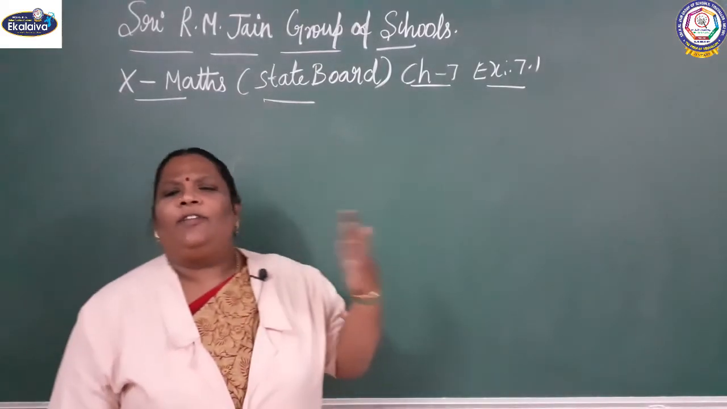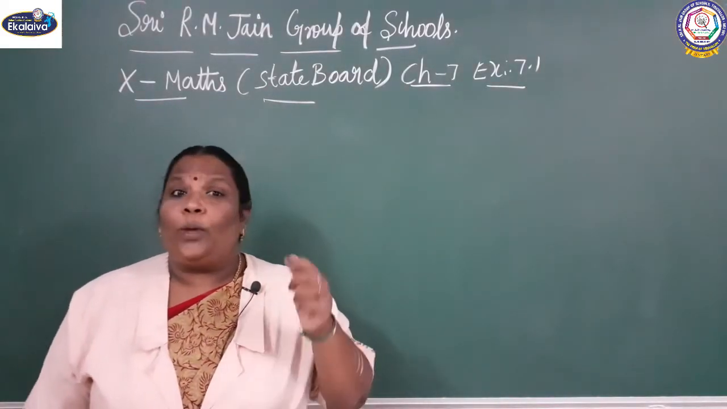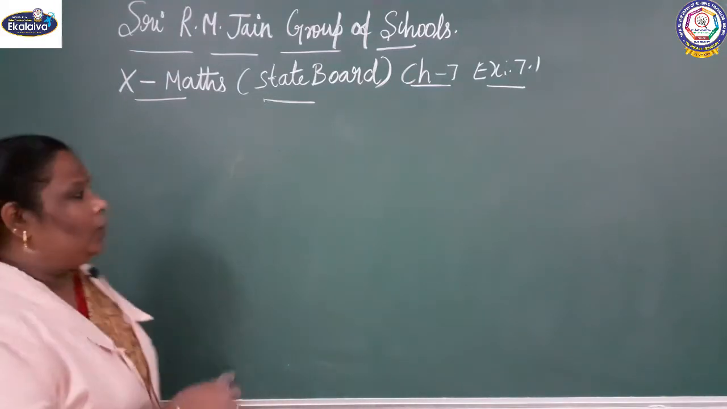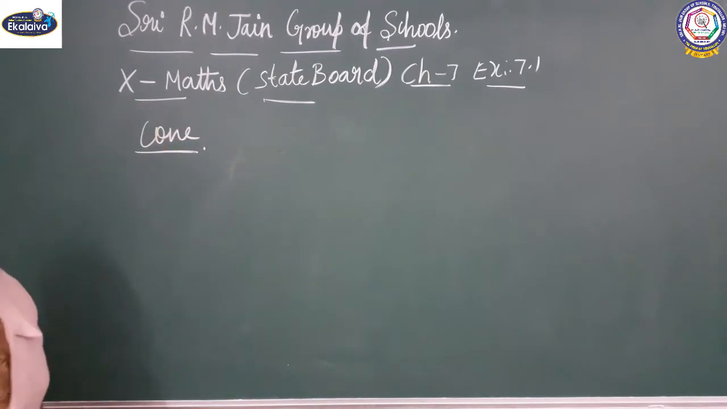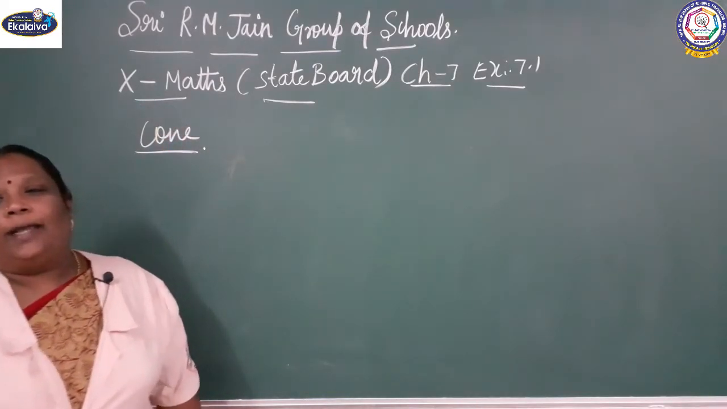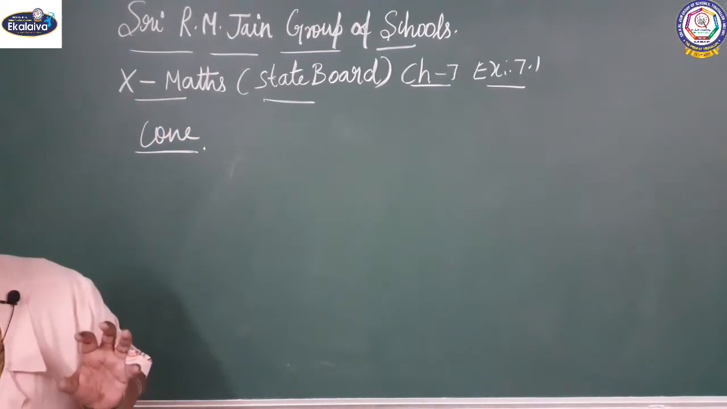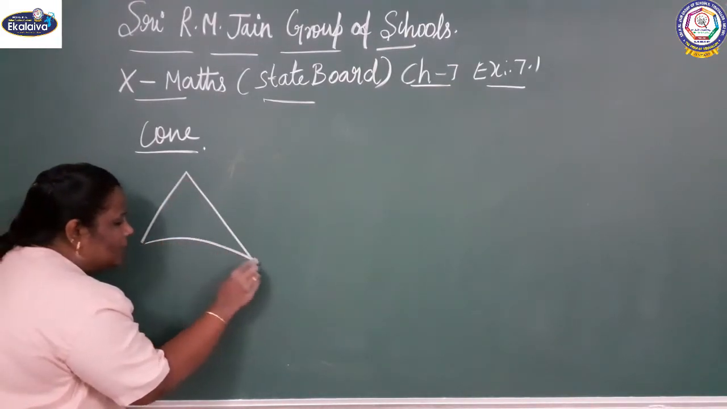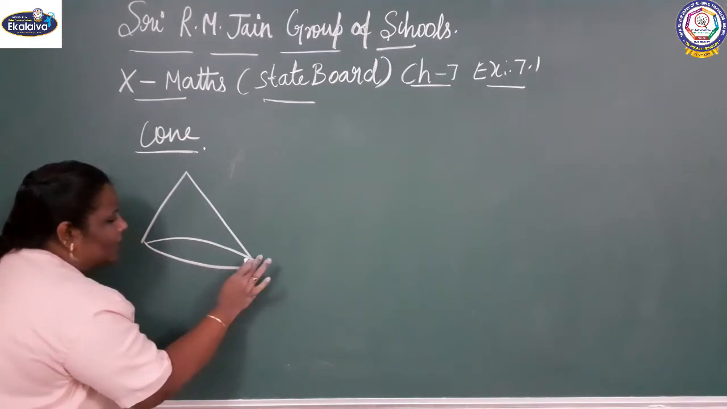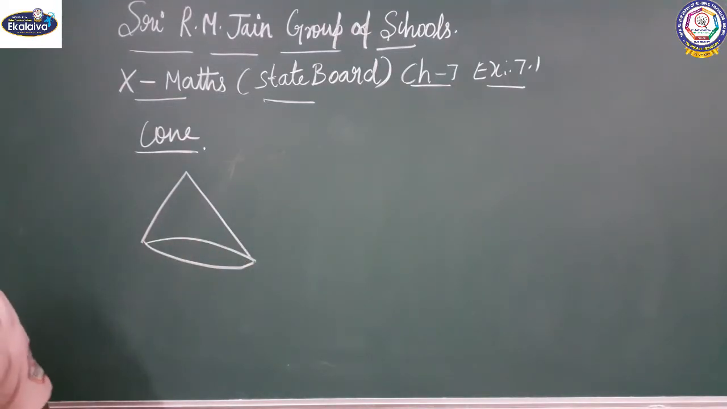Yesterday we saw the cylinder, now we are going to see the cone. A right circular cone is a solid generated by the revolution of a right angle triangle.